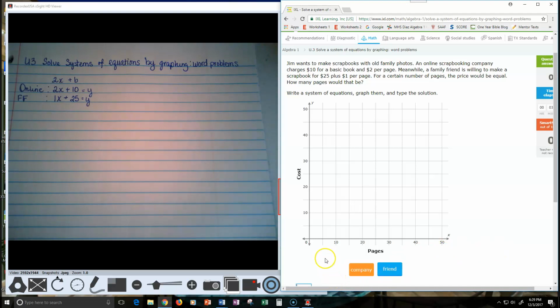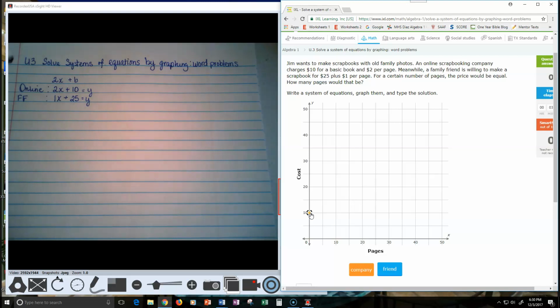So notice that the pages are on the x-axis because the pages is the input. How many pages you get determines how much you pay. So we have our cost. Let's go with the company here. Our cost is $10 and $2 per page.